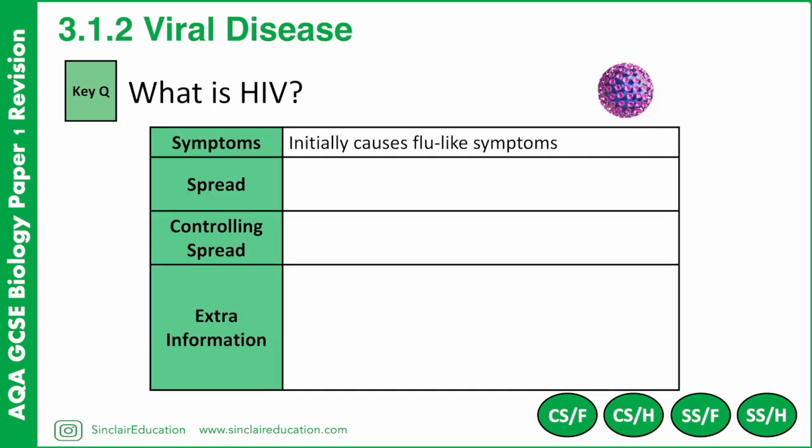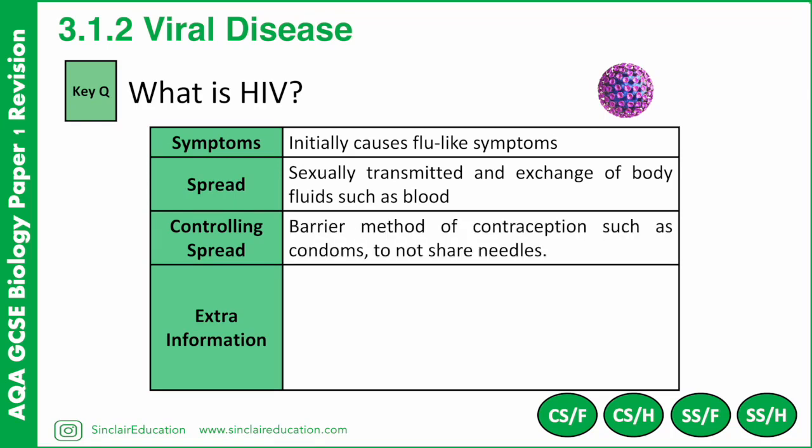Another viral infection is HIV, and this initially causes flu-like symptoms and is spread through the exchange of bodily fluids. So it means it can be sexually transmitted or through contamination from needles. The controlling spread here is through not sharing needles, and we've got barrier methods of contraception also.